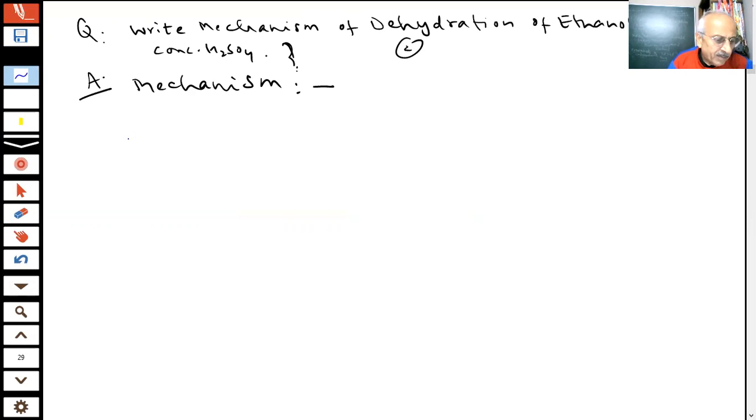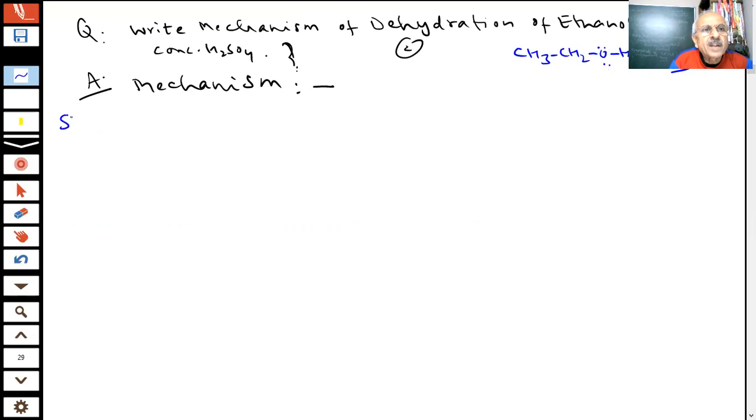There will be 3 steps. Without acid, the reaction doesn't take place. What is the formula of ethanol? You should know that: CH3, CH2, OH. This is our ethanol. Unless H plus is present, the reaction doesn't take place. We have already discussed how alcohols can be nucleophiles or electrophiles. The protonation of alcohol is important. Unless protonation takes place, students, this reaction is not going to take place.